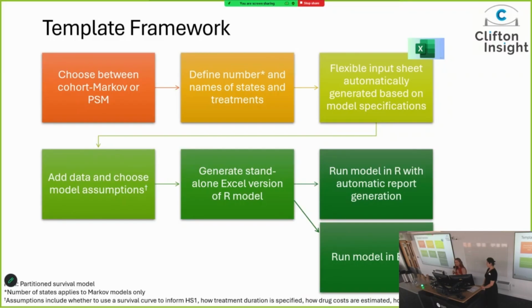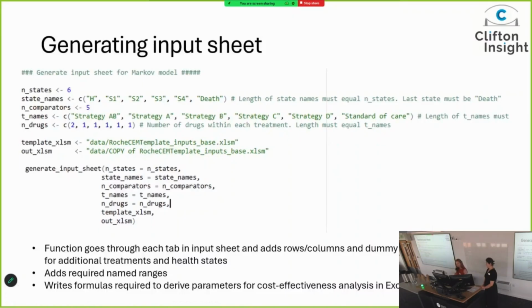So once the user has entered their data and chosen their model assumptions, those can be used to generate a standalone Excel version of the R model. And they then have the option to either run the model in R with automatic report generation or run the model in Excel, or both, depending on the requirements.